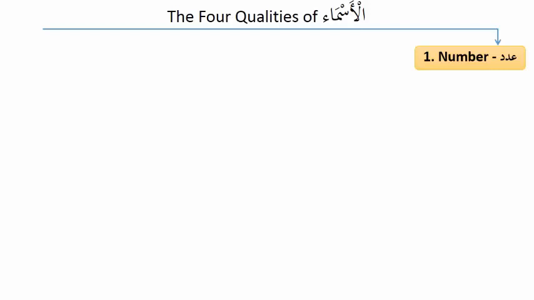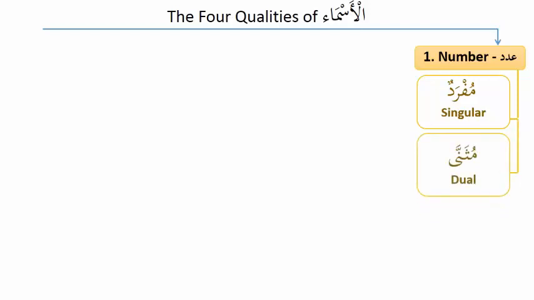The first one is adad. That is in relation to the number. And the number here is in relation to singular, plural, and dual, right? The singular is mufrad. So the first category under the adad is mufrad, which is singular. The second category is muthanna, which is dual. And the third category is jama', which is plural. So we have mufrad, muthanna, and jama'. That makes up the categories of adad.